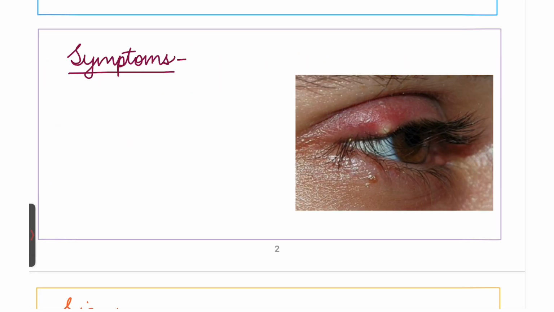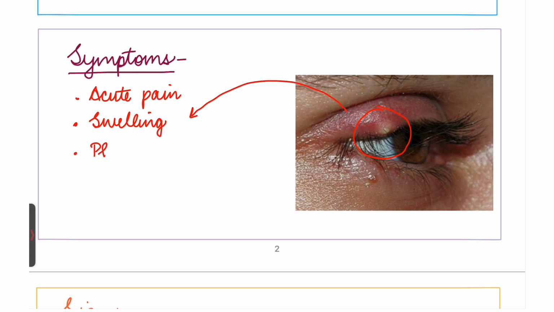According to the definition, it is an acute suppurative inflammation. That means the patient is going to present with acute pain and inflammation and suppurative. That means pus will be there. This is associated with swelling of the eyelid, as you can see in the figure.